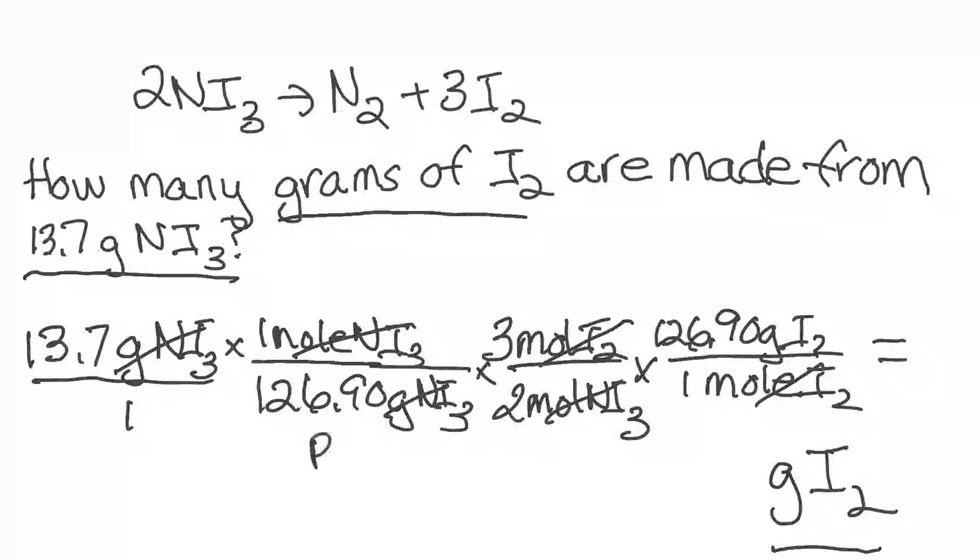So I got this information from the periodic table, this from the balanced equation, this one from the periodic table. And notice these cancel, and I have grams of iodine. I wanted grams of iodine, so I'm done.